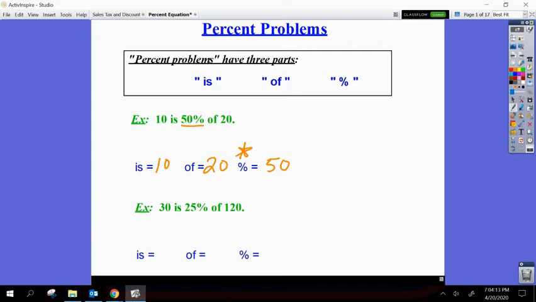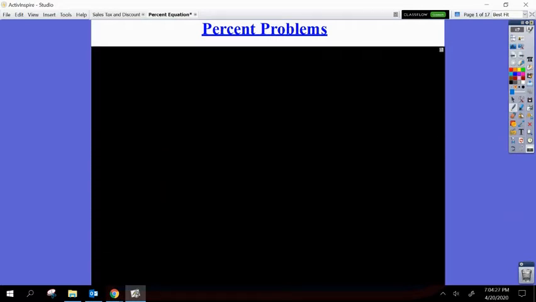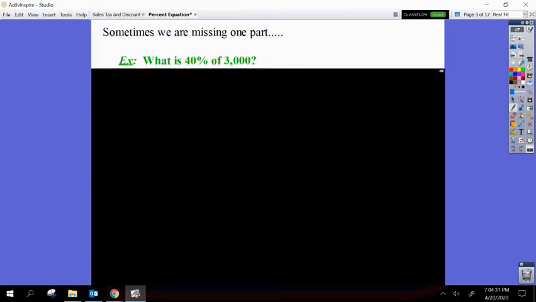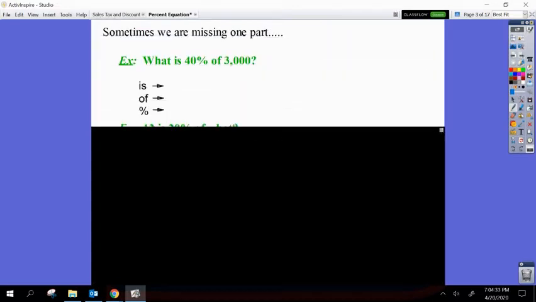Here's another quick example. 30 is 25% of 120. Again, the percent is easy to identify. Which one's the is, which one's the of? 30 is, so that's my is, and 120 is my of. So that's a pretty straightforward, basic example of what you're going to see with the percent problem, but more often than not, we're going to be missing a part. We're going to have to figure out what we're missing.